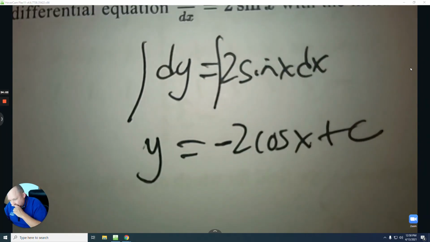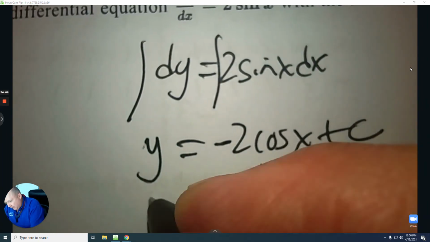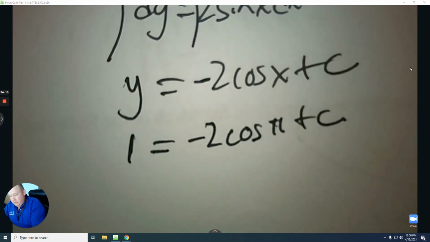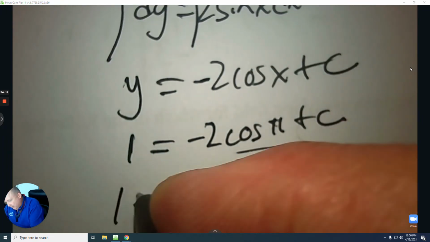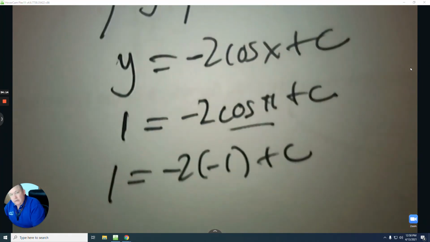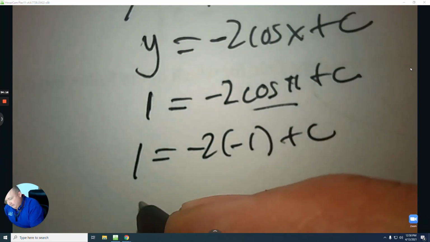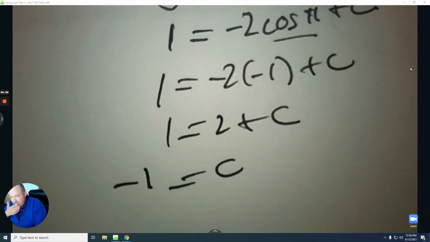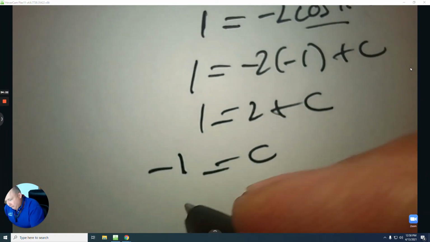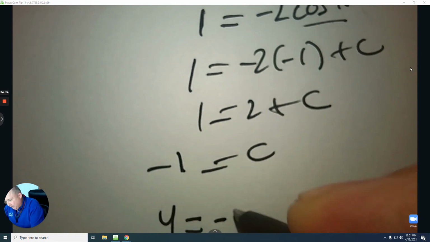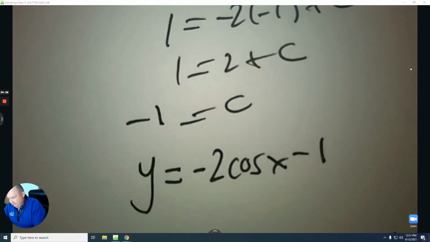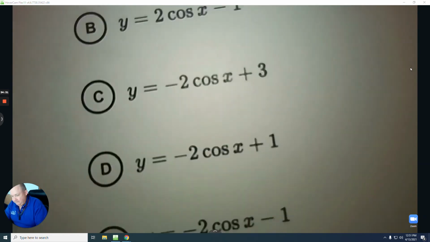c. We're given a point, which is pi, 1, so y is 1 and x is pi. The value of cosine at pi is negative 1 on the unit circle. So negative 2 times negative 1 is 2, subtract 2, so c is equal to negative 1. So put it all together. y is equal to negative 2 cosine x, subtract 1, and you have it. So that matches with E.